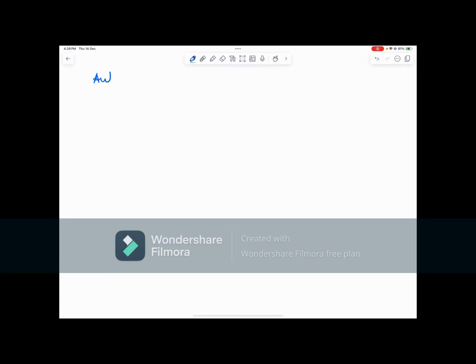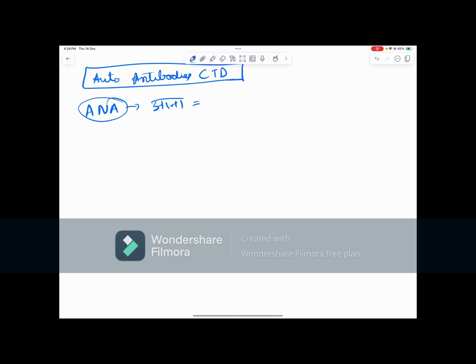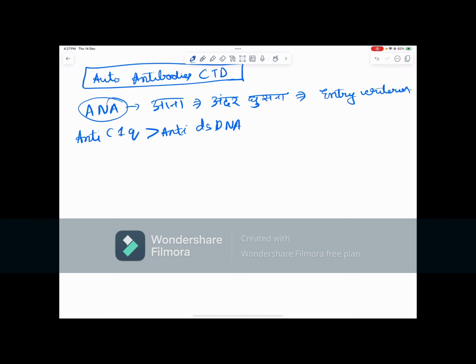Now first let us go through autoantibodies that are used in connective tissue disease. So what you will do, ANA, ANA, अंदर घुसना, that is the entry criteria. Now anti-C1q correlates with disease activity. How can you remember? You can remember C1. When there are flares of this disease, then there is C1 that is getting elevated.